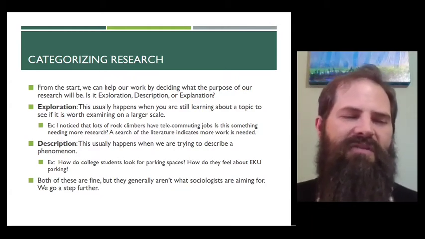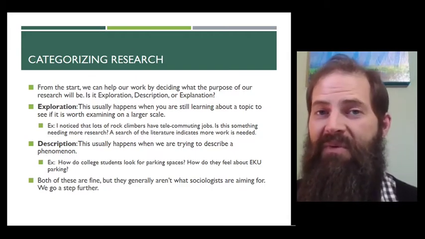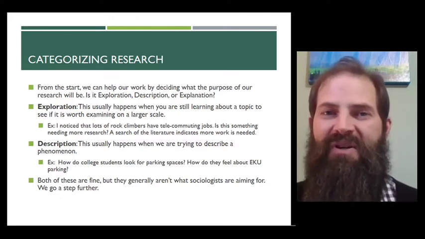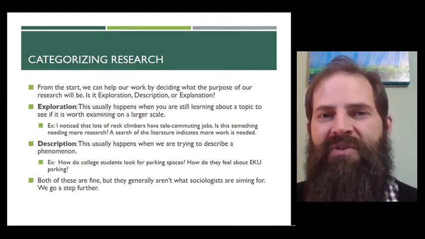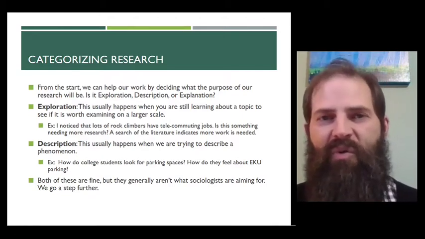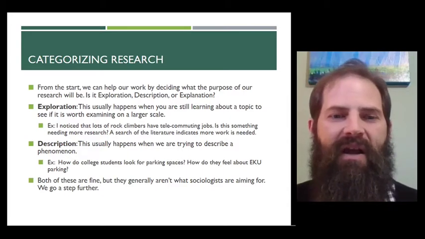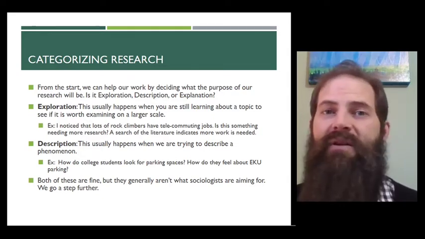Another common way of categorizing your research is thinking about it as descriptive stuff. Remember what we've said about descriptive questions. They're usually not good research questions. And in fact, that's usually the case here. If you're trying to simply describe something, you may simply be writing a report for someone. Thinking about college students, how do college students look for parking spaces? I can give you an answer to that question.